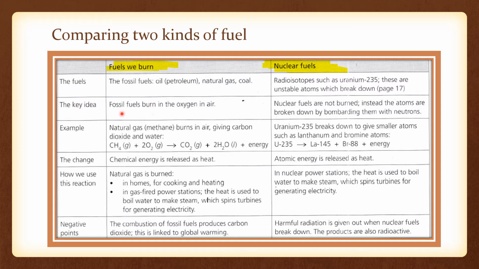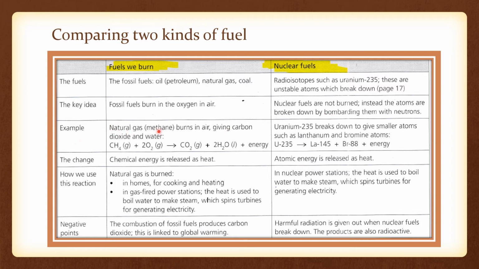So the key idea: fossil fuels burn in the oxygen in air. Without oxygen, they cannot burn. How about nuclear fuels? Nuclear fuels are not burned. Instead, the atoms are broken down by bombarding them with neutrons. This one you should ask Miss Azida, because you will learn this in physics. We do not simply heat it; we need to bombard the nuclear fuels with neutrons.